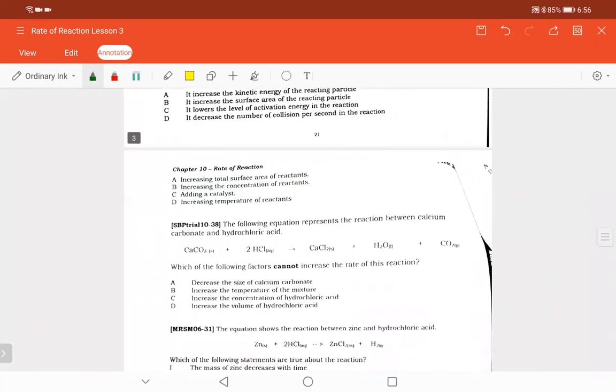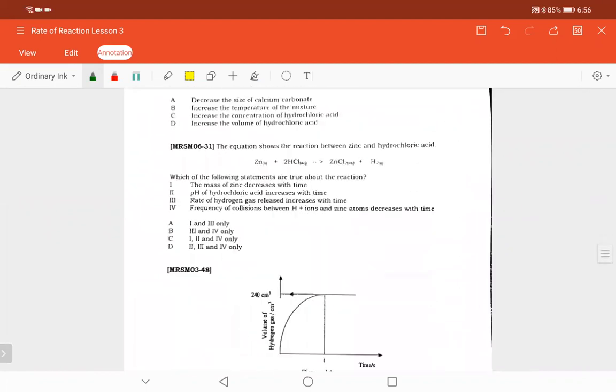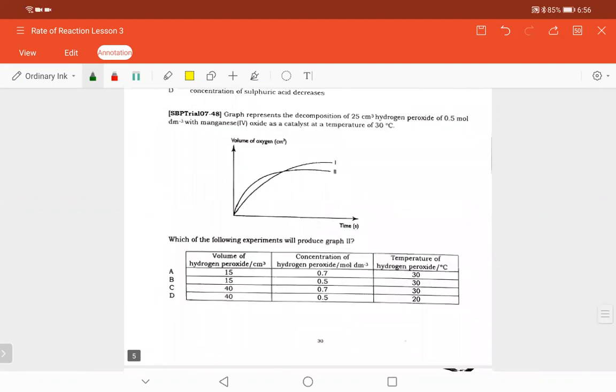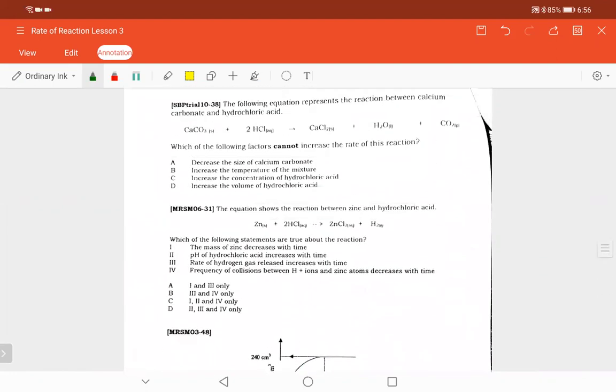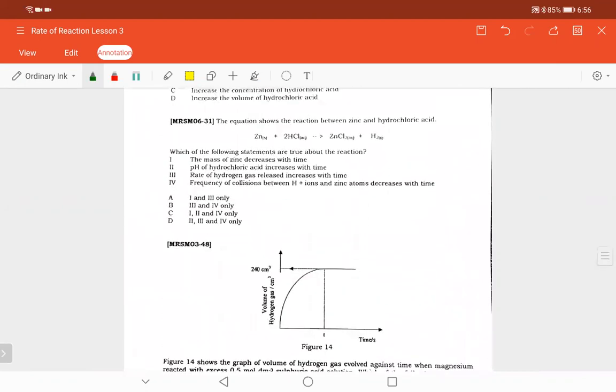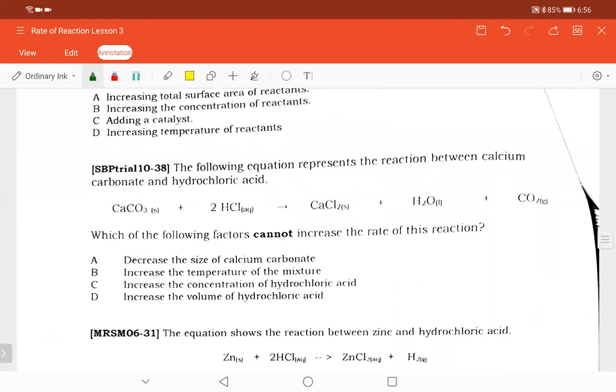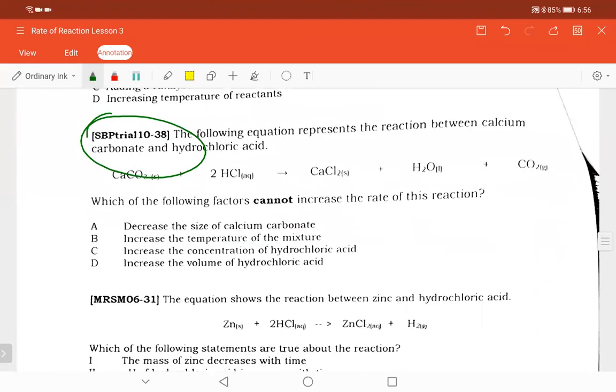Try another few more. Okay, next question, we can look at page 26. Look at the first question on top. This is SPM trial, the trial exam paper. So how are we going to do this question? Same thing, which of the following factors cannot increase the rate?